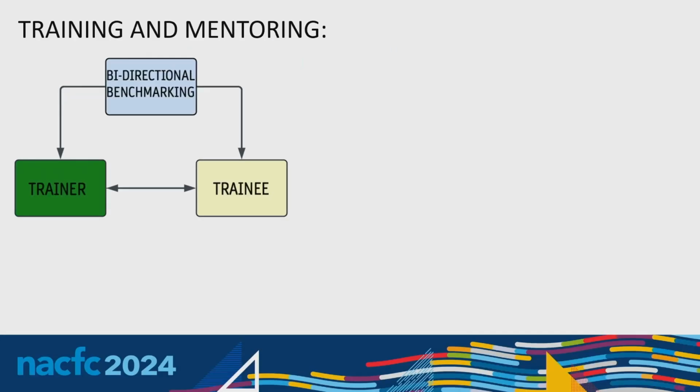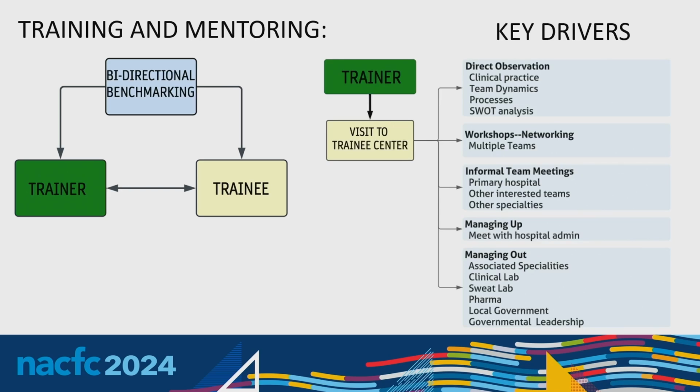So we started to train some people, and we decided this in 2014, and we figured out how this works as we went. We were learning along the way. We didn't have a plan of what we were going to do. PDSA was actually every day. Okay, we tried this, it didn't work. Let's try the next one, then the next one, then the next one. So over several years, we developed what we call bi-directional benchmarking. So the trainer goes to visit the trainee team and vice versa. The trainer visits the trainee center, and those are the key drivers that we were taking into it.